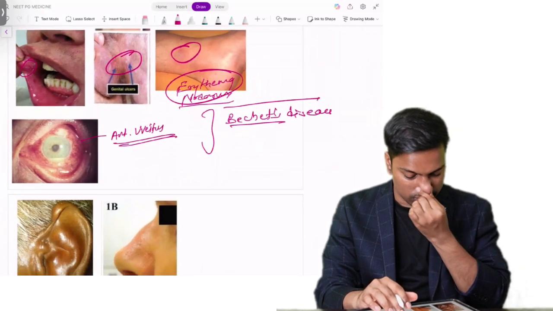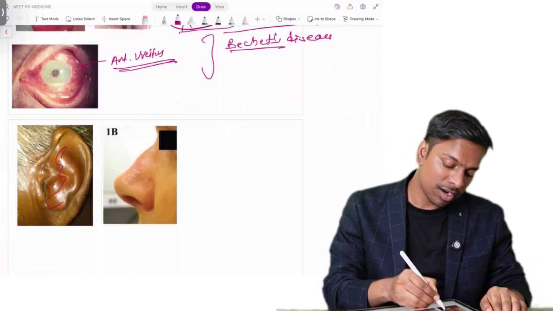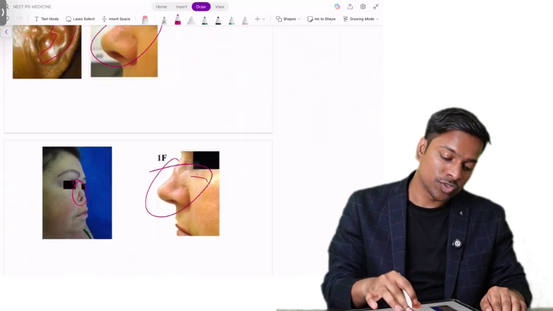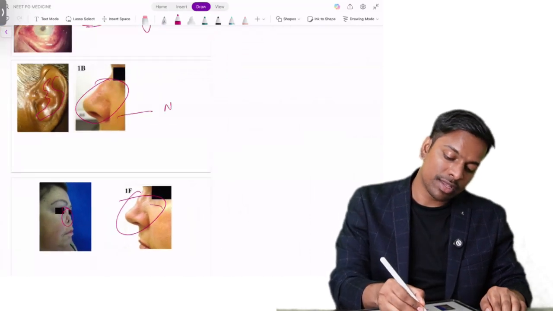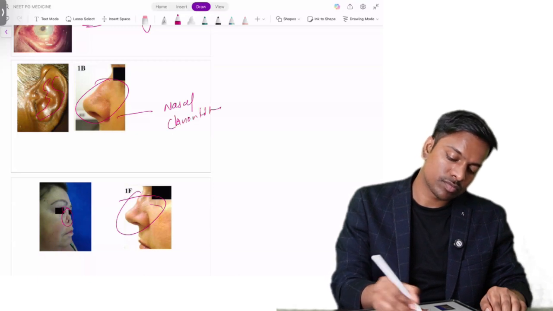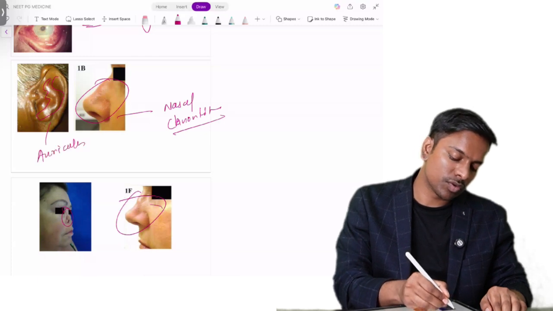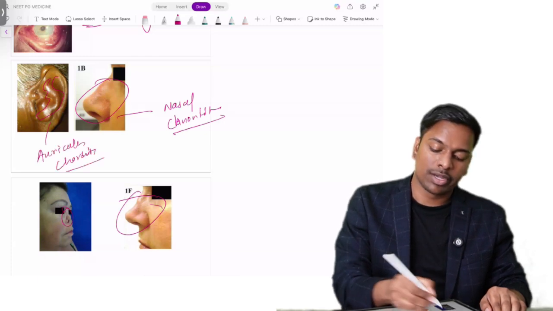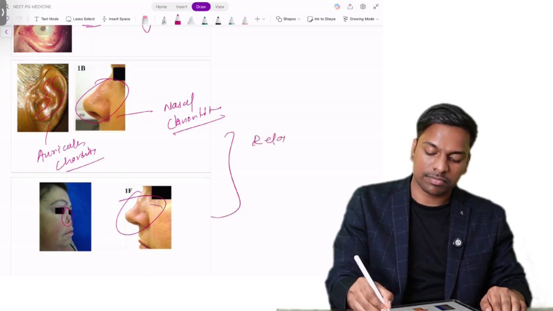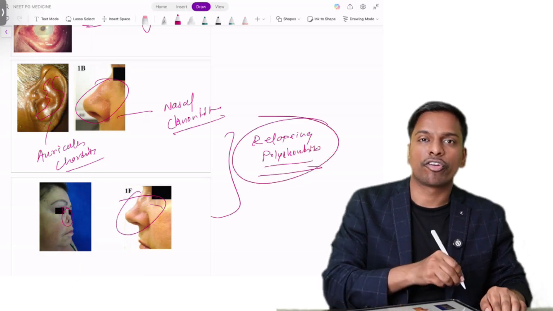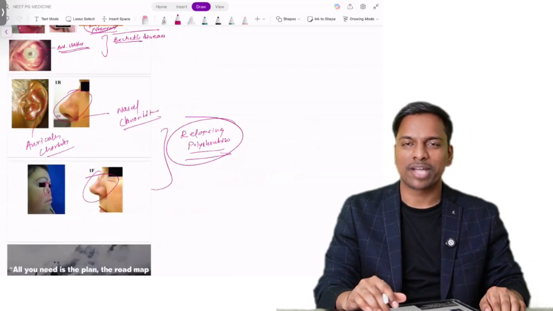Now coming to this case, we can see the ear is involved, the nose is involved. Similarly over here, the nose is involved. So this is nothing but called nasal chondritis. Here also auricular chondritis. And the condition is called relapsing polychondritis. All right. So this is about rheumatology.